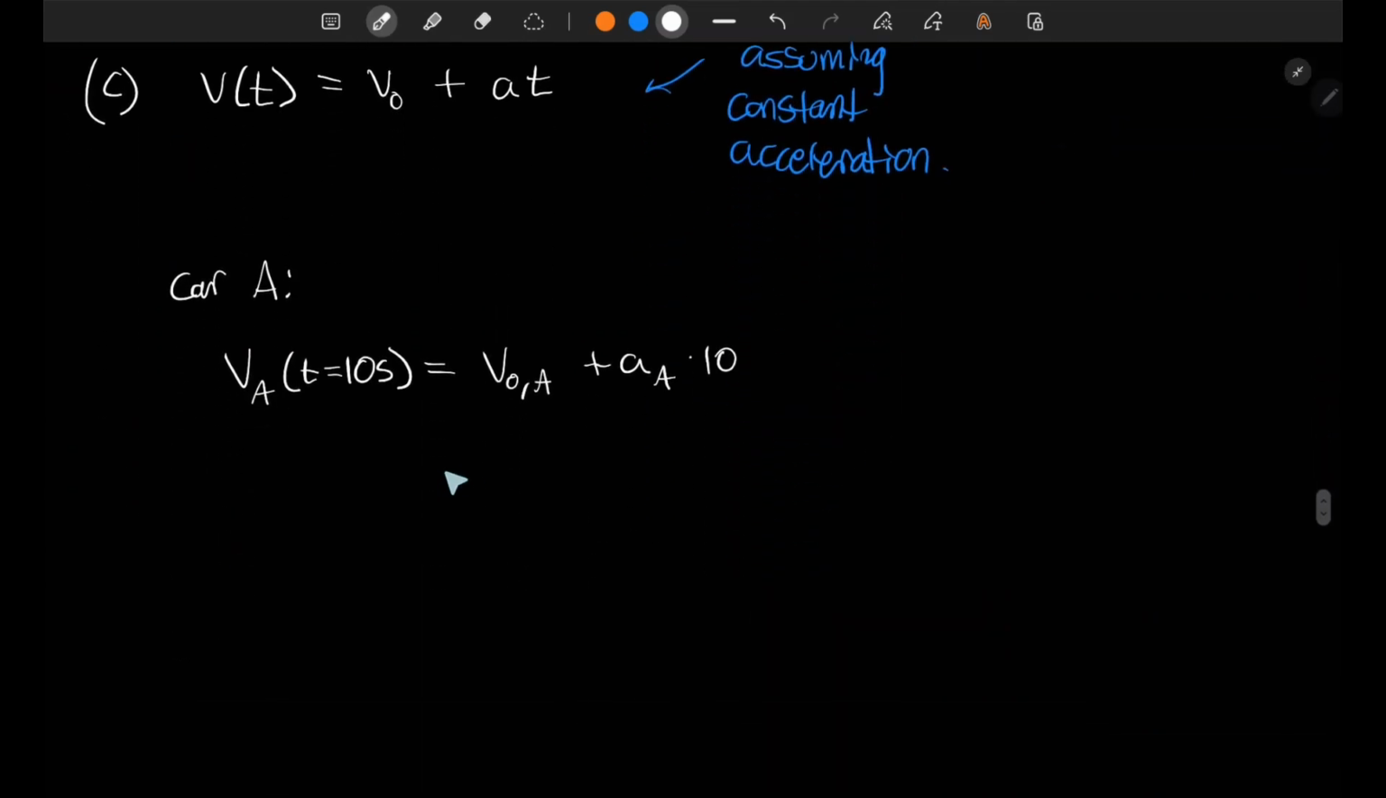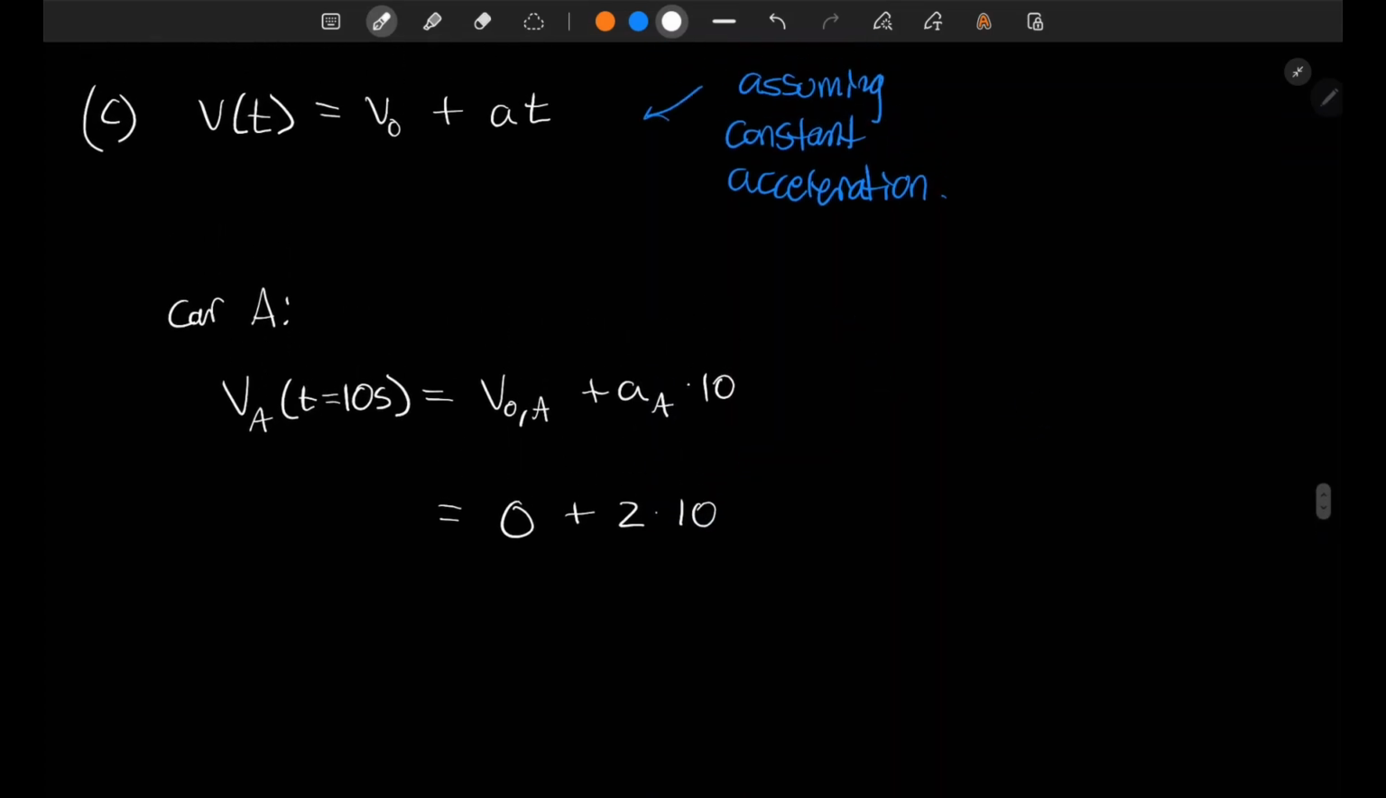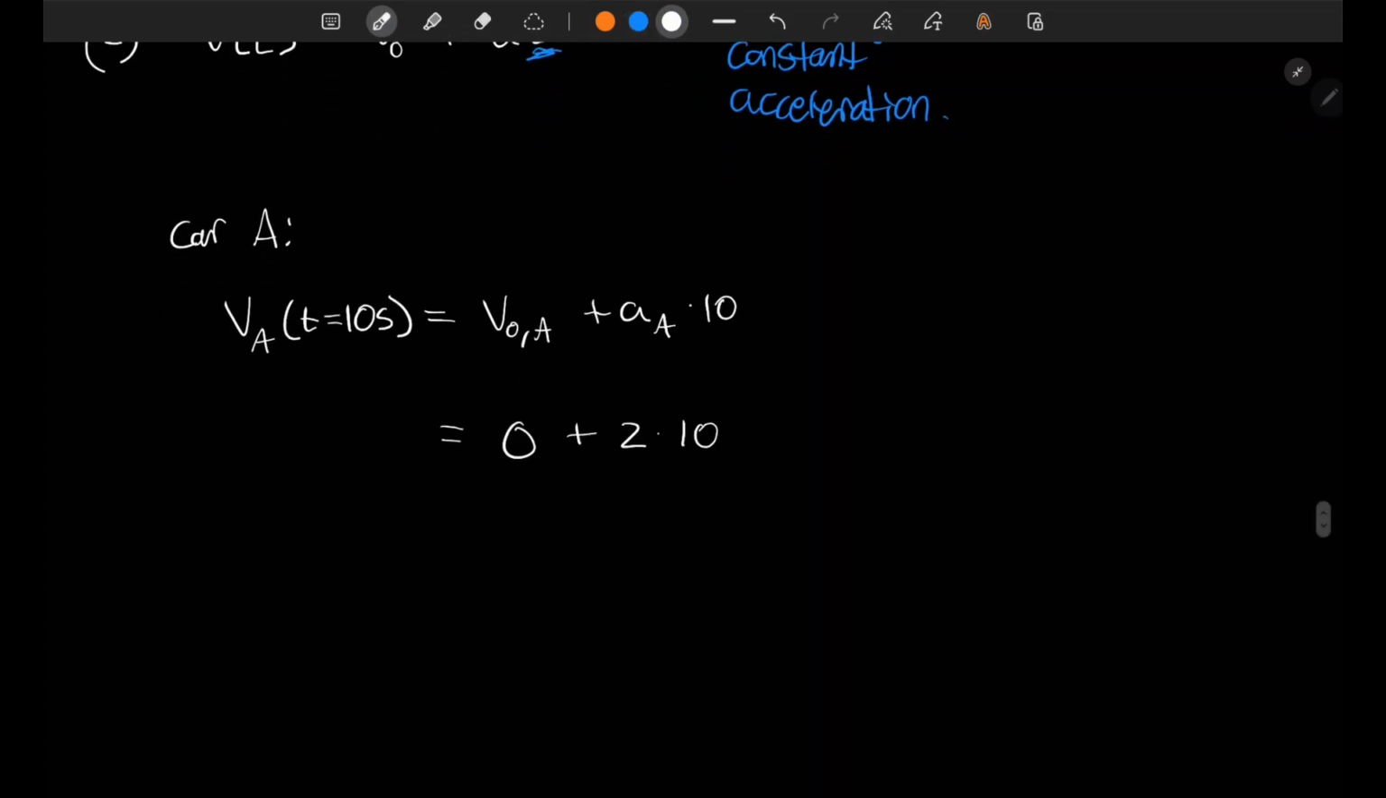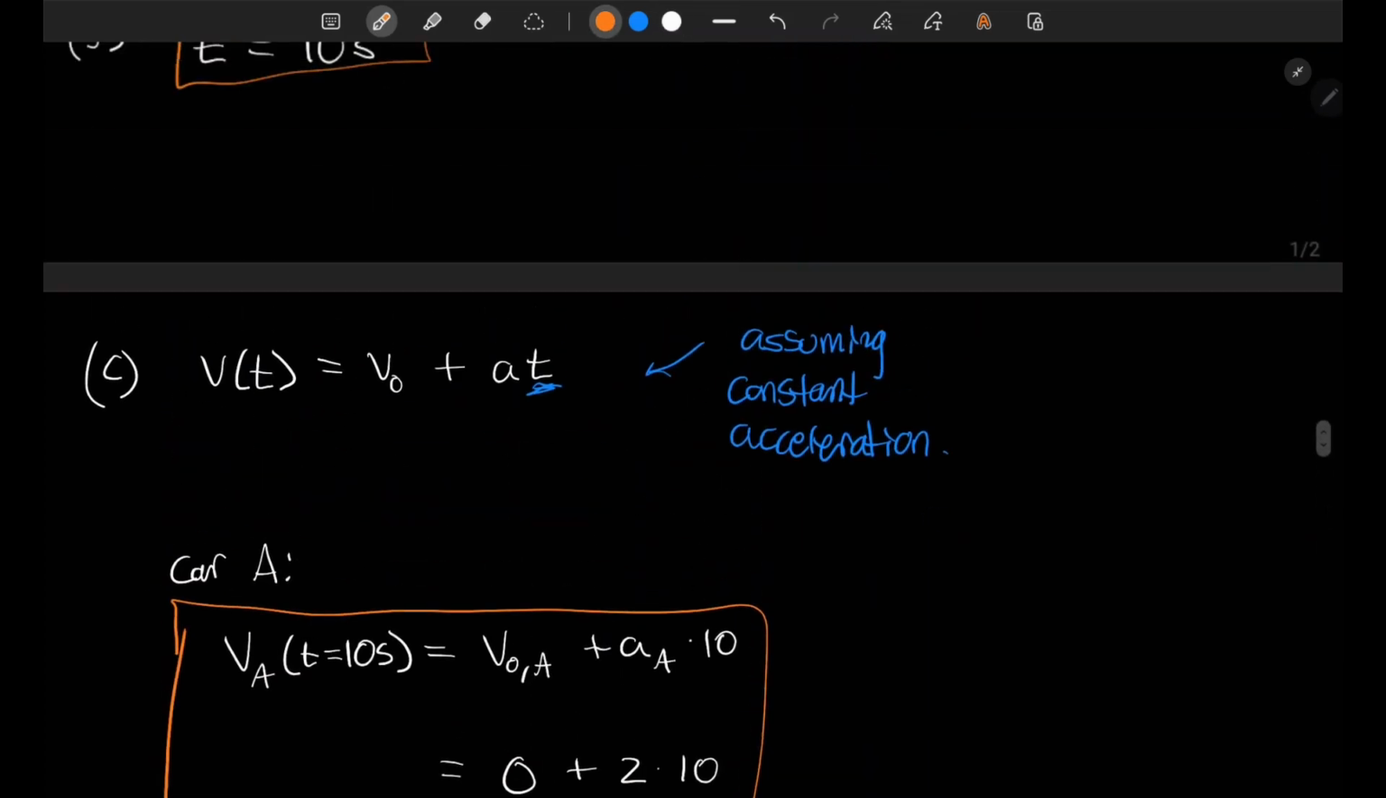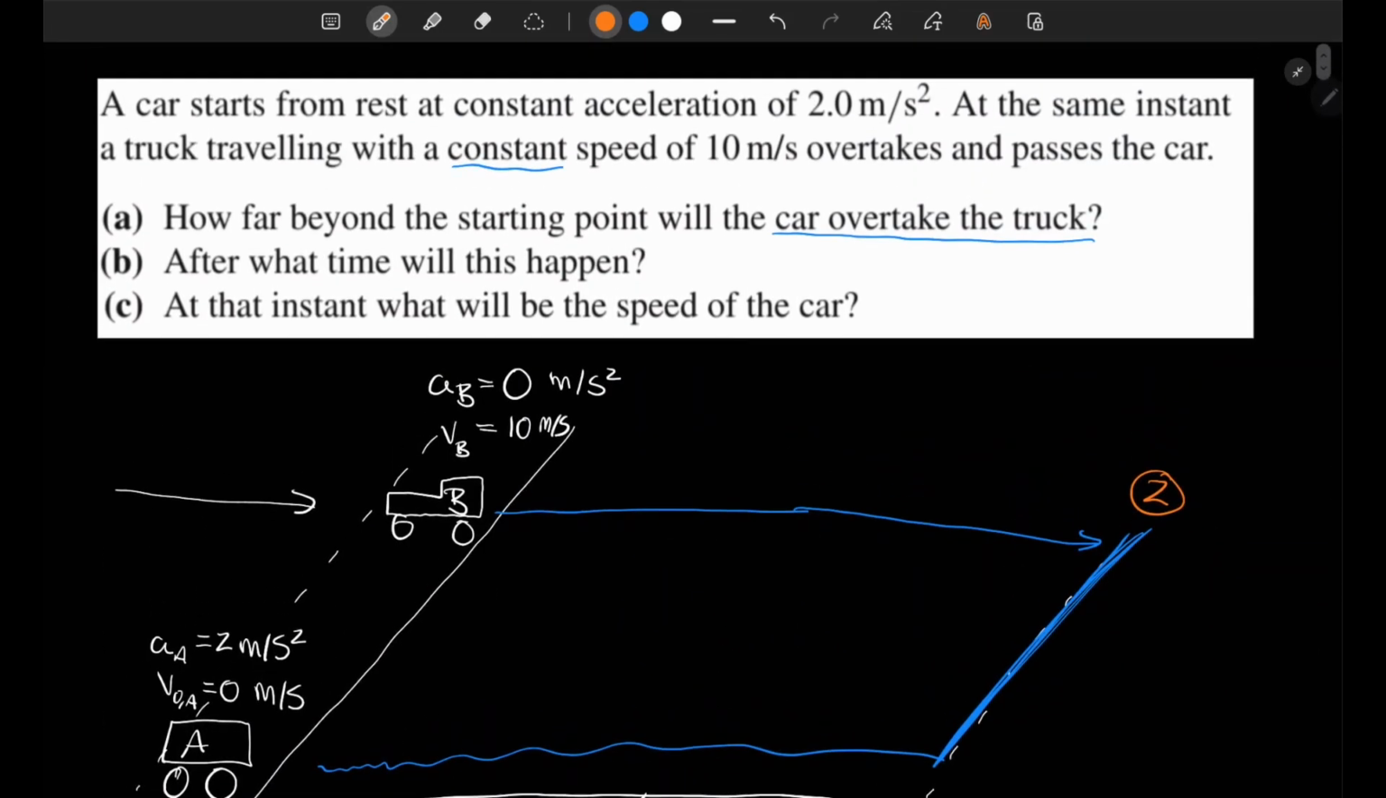So plugging in, the initial velocity is 0, plus the acceleration of car A, which is 2, times 10. And 10, remember, is the time at which these cars pass each other. So the velocity of the car at 10 seconds when they pass each other is 20 meters per second. And that is the answer to part C of this problem.